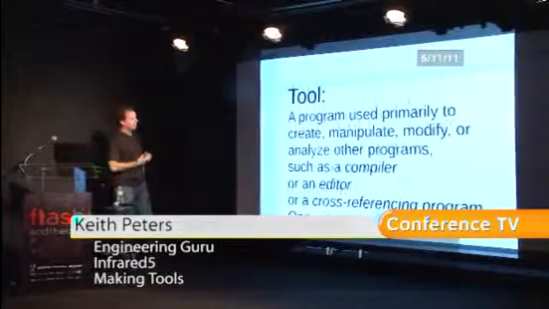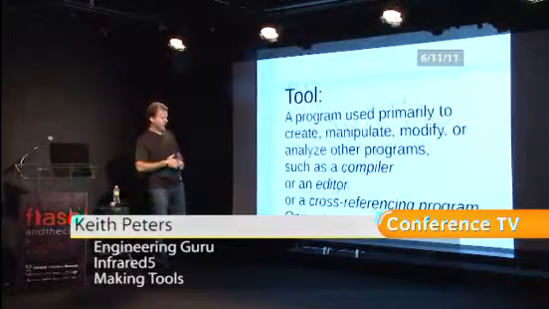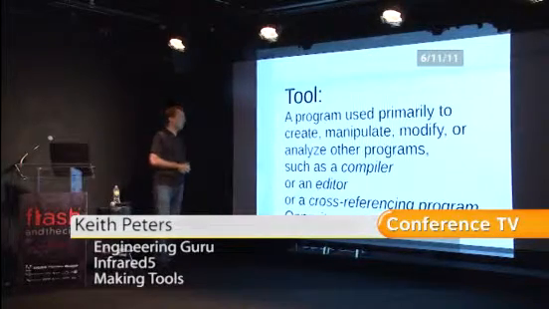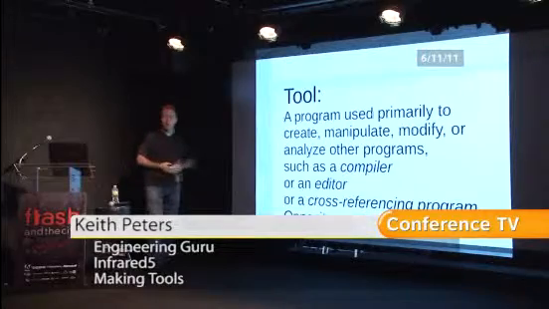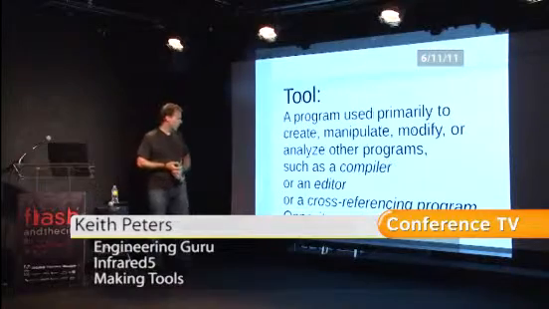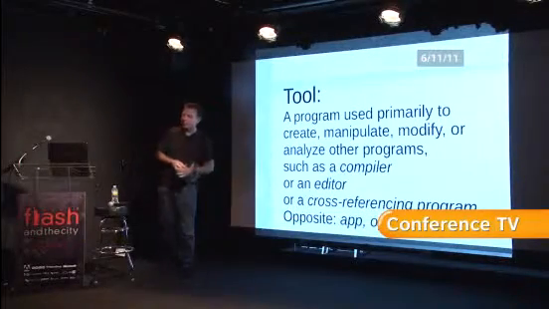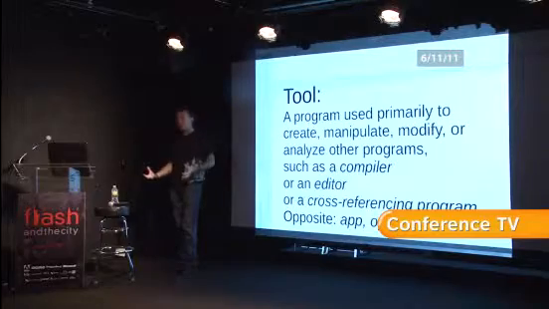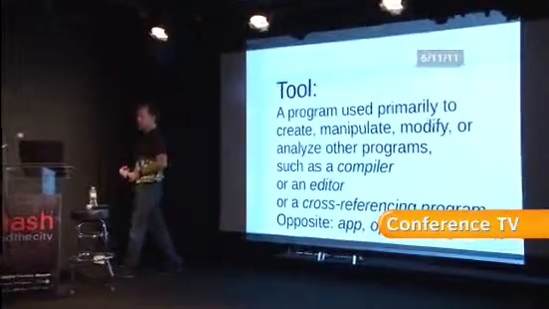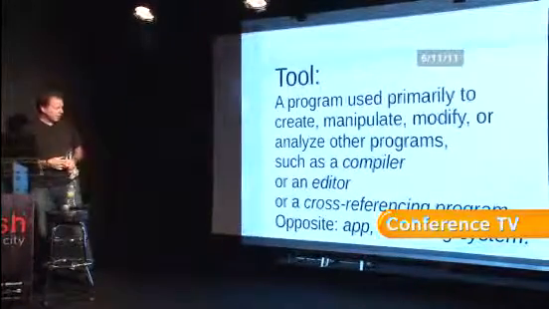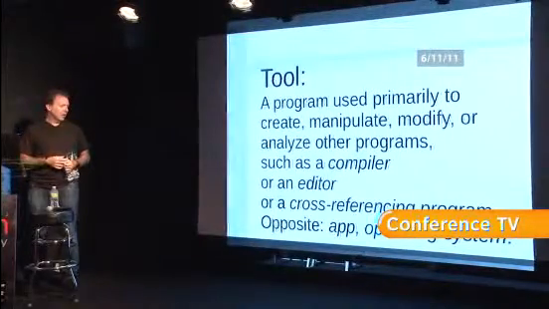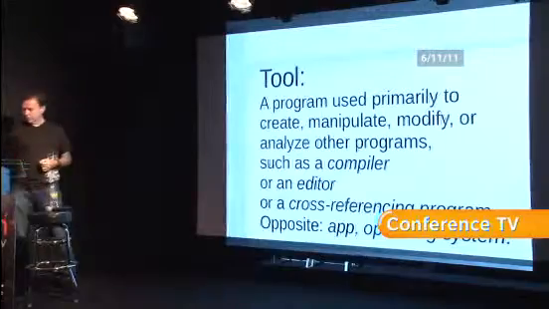I found this other cool definition of tool, more specifically as it applies to computer tools. It's something that creates, manipulates, or modifies other programs. So it's a program that does stuff to other programs, such as a compiler, an editor, or a cross-referencing program. It's a program you make to help you make, change, or do something with other programs. It says the opposite here, but I don't think an app is an opposite. It's just a different thing. And an operating system is where all the tools and apps run.